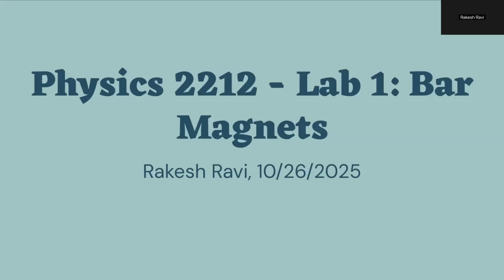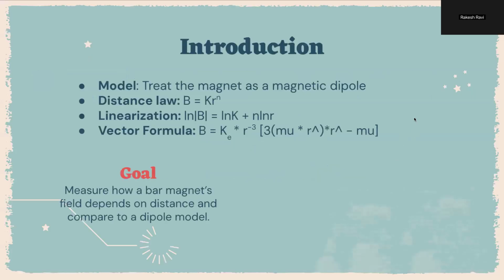Hello, my name is Rakesh Ravi, and this is my Physics 2212 Lab 4 report on the bar magnets. The goal of this experiment was to measure how the magnetic field strength of a bar magnet changes with distance and compare my results to the theoretical dipole model. So this is how we did that.